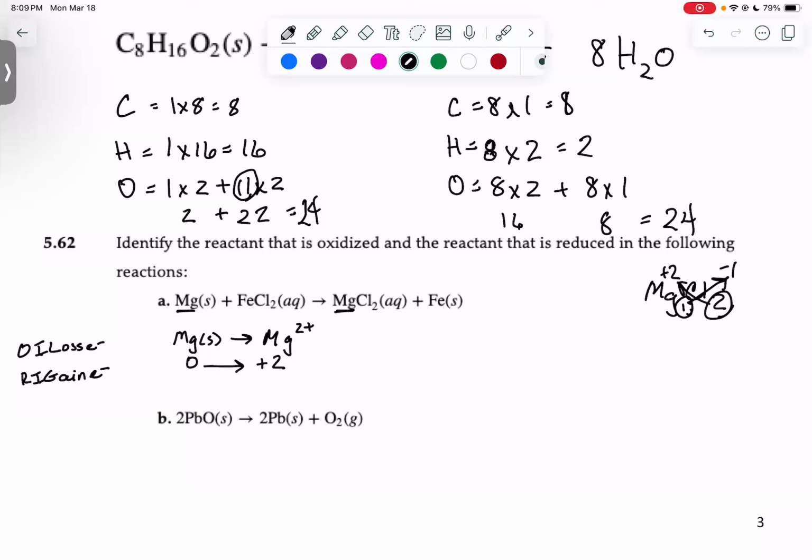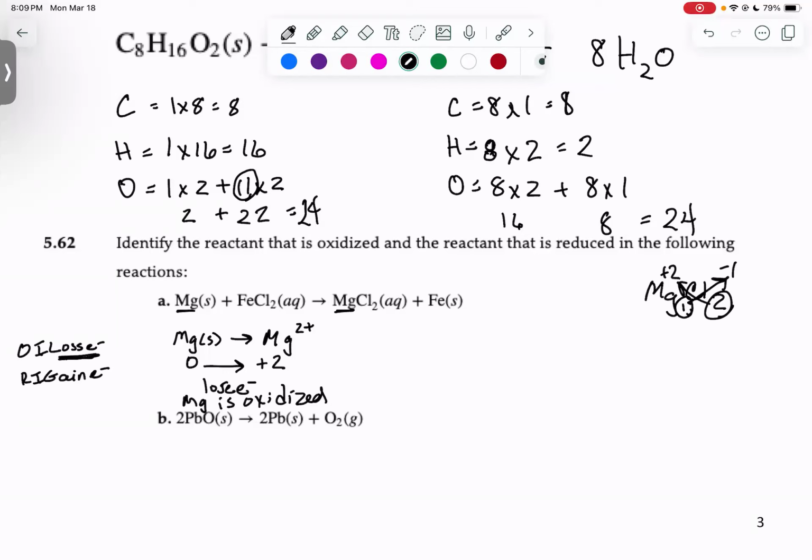So the way that that happens is we lose negatively charged particles. We lose negatively charged electrons and become positive. And that's typically what metals do. So if electrons are lost, if we have a loss of electrons, then magnesium is oxidized. So Mg is oxidized, right?